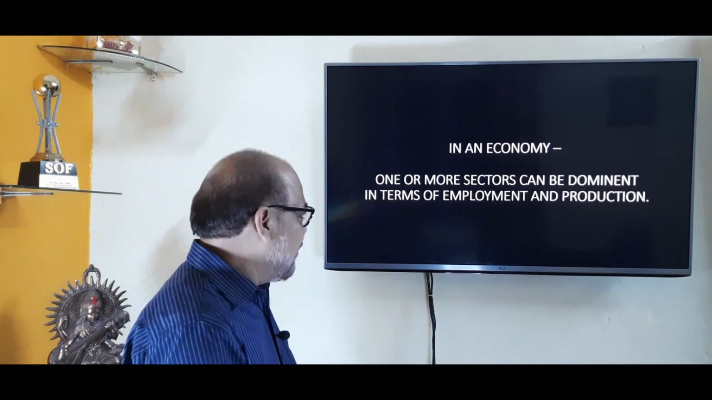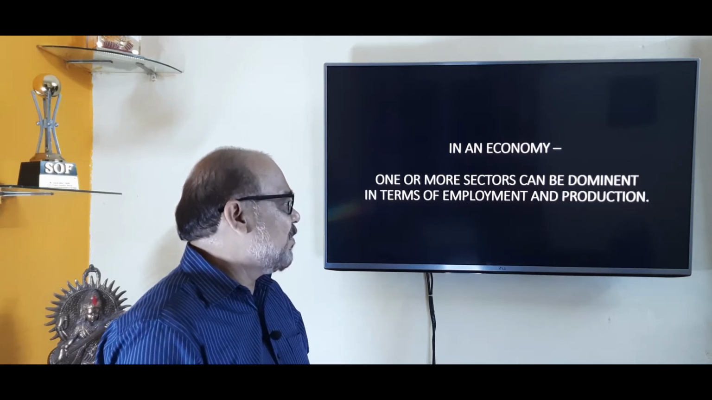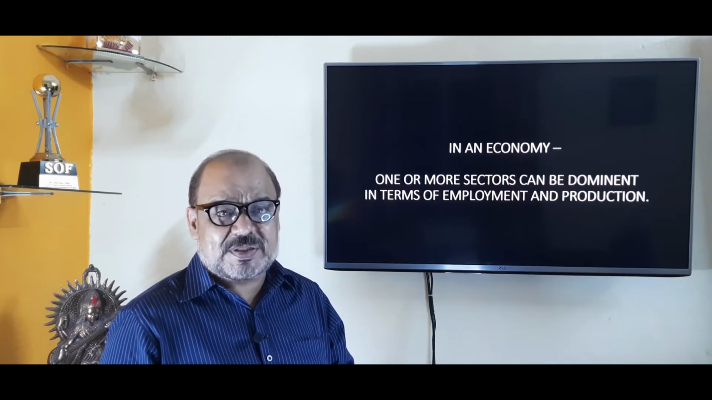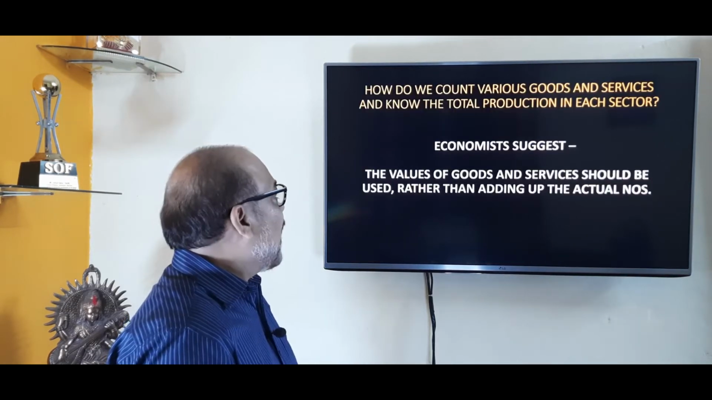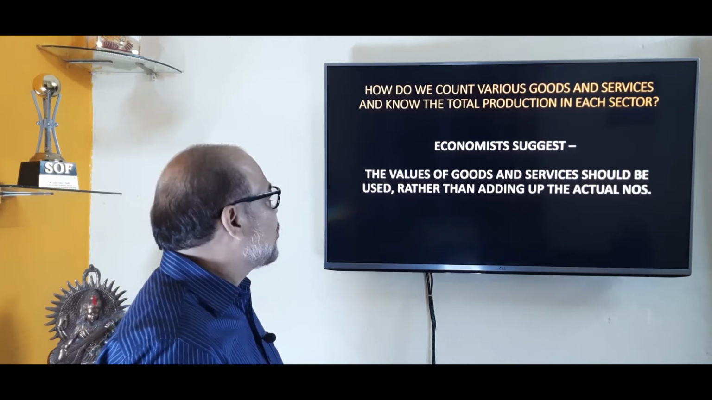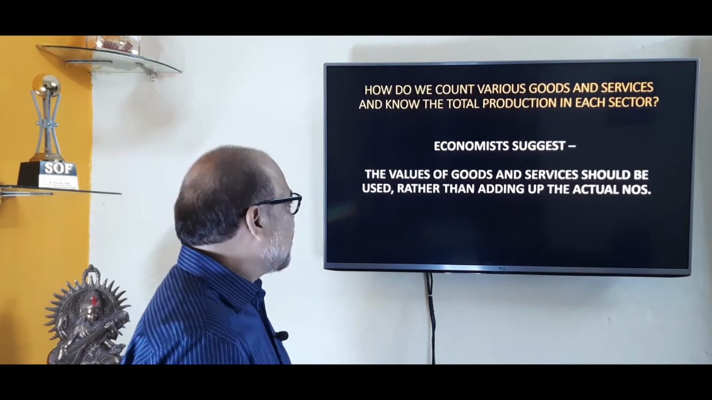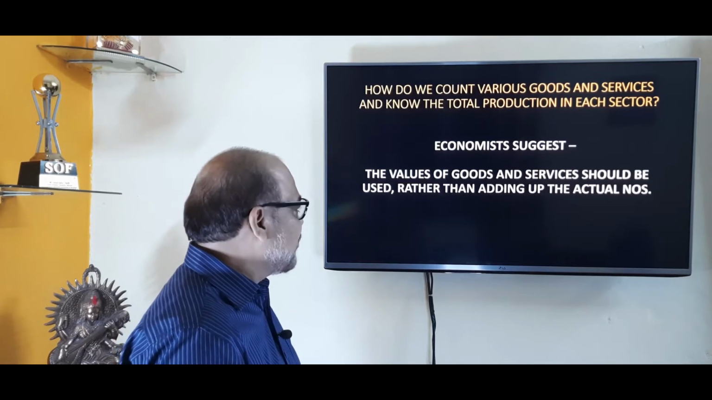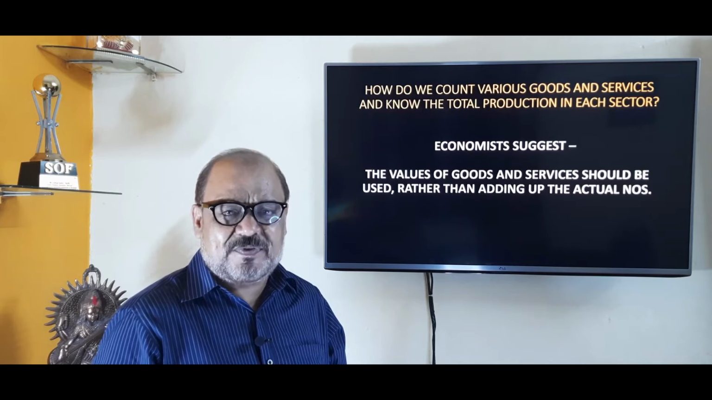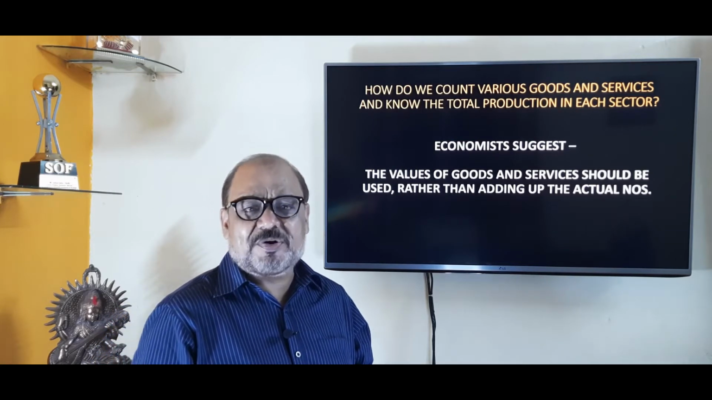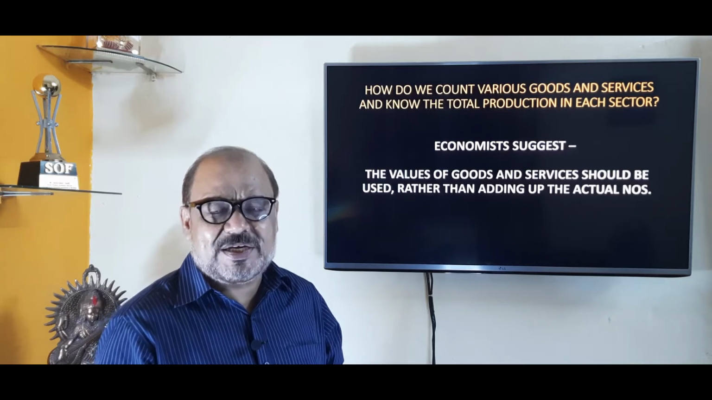In terms of employment and production, we have to take note of two things here. Number one, employment, and number two, production, because these two things are going to help us in comparing the three sectors of economic activities. How do we count various goods and services and know the total production in each sector? Economists suggest that the values of goods and services should be used rather than adding up the actual numbers. If we add up the actual numbers of the services and goods produced by each sector, we may not get the right answer. We may not get the right conclusion.